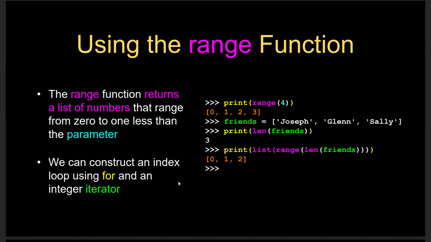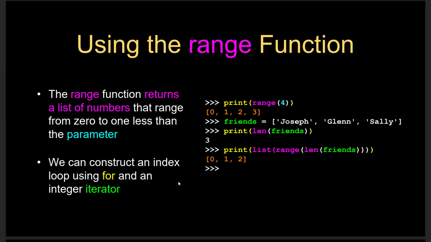See next one, print list of range of length of friends. So the length of friends means what is the length of the friends? 1, 2, 3. There are a total of 3. So the length of the friends is 3. So range.